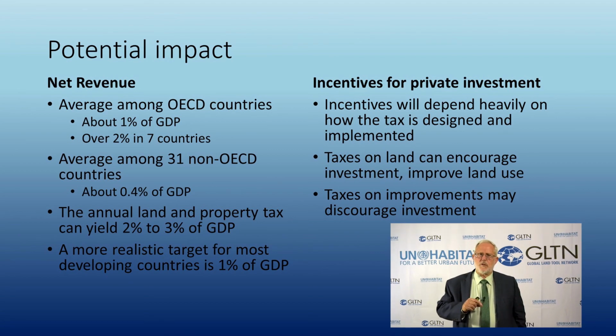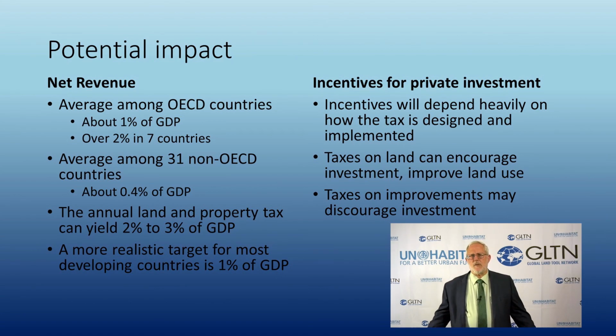There are some countries, about 7 countries, where it's over 2% of GDP. If I looked at 31 non-OECD countries, the average was around 0.4%. Now the annual land and property tax can yield between 2 and 3% of GDP. But a more realistic target for most developing countries is about 1% of GDP. If you can get to that point, you will have a system that's really very effective by international standards.